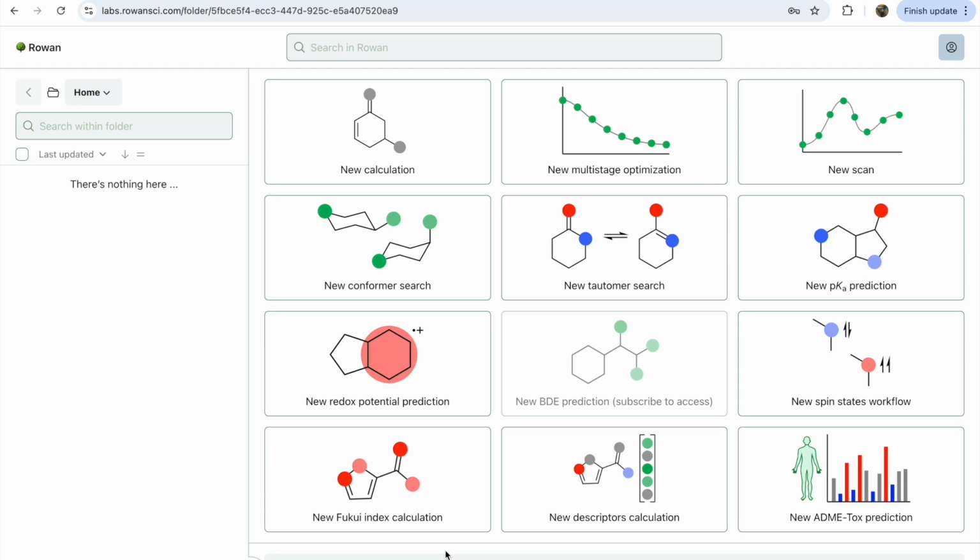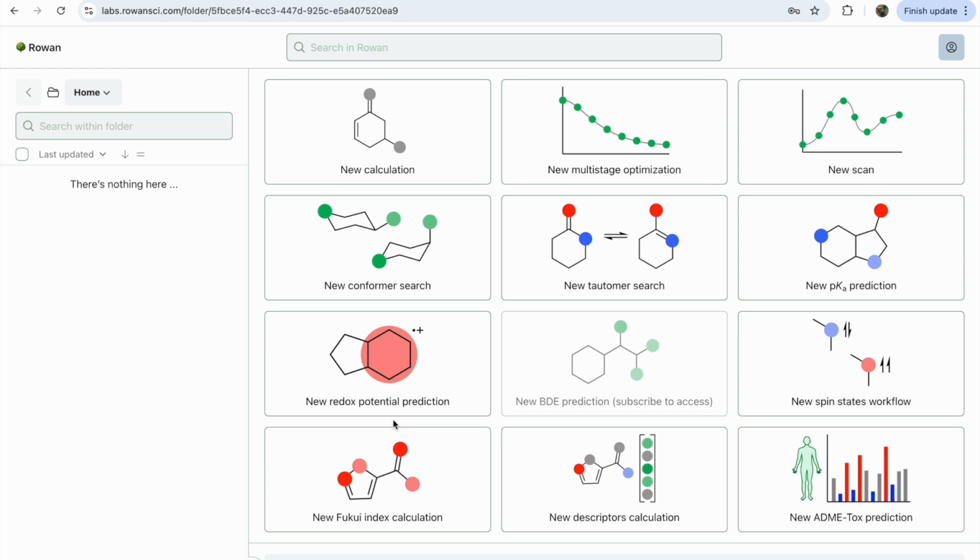So when we're calculating Fukui indices, we're essentially adding or removing electrons to a system and then seeing where this extra positive or negative charge flows. And by looking at this, we can tell where on a molecule positive or negative charge is going to be stabilized and predict where reactions will happen. Let's see what this looks like in practice.